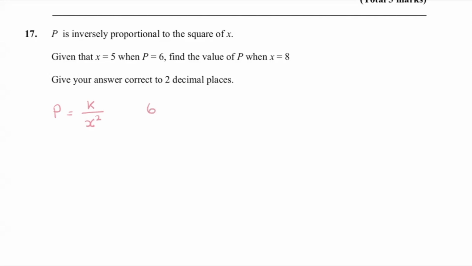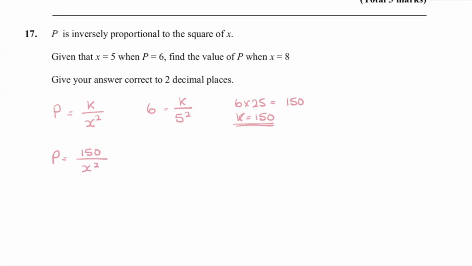So p is 6. That's my constant of proportionality, which I'm going to work out using the numbers that they've given me. So I'm going to end up with 6 times 25, which is going to give me 150. So k is equal to 150. Once I've got that, I can substitute it in. That's the constant. That's there in every question. I've now got an equation that I can use to finish it off with.